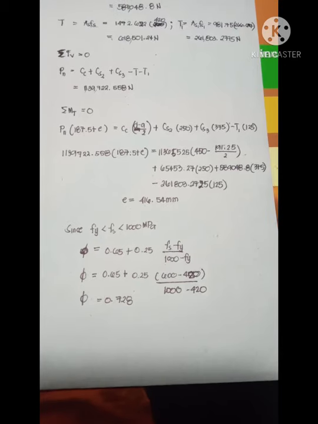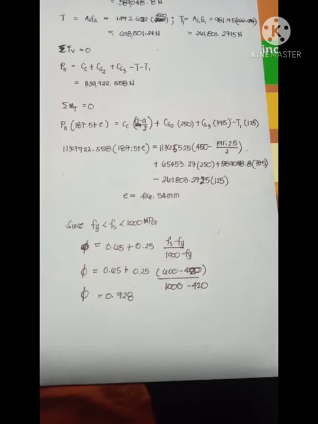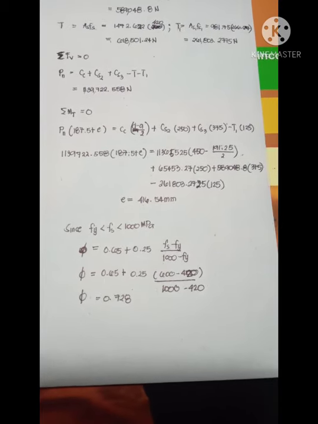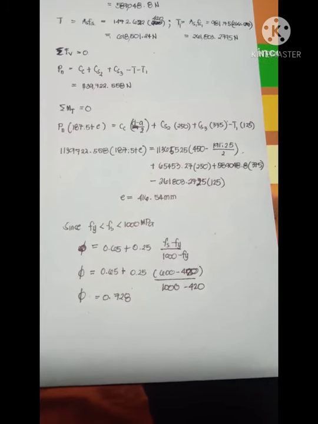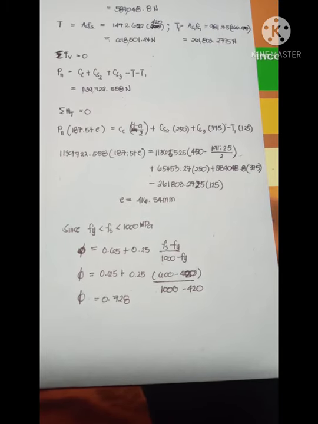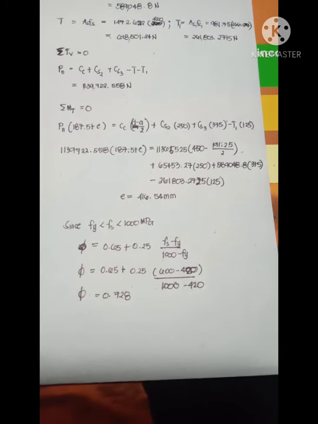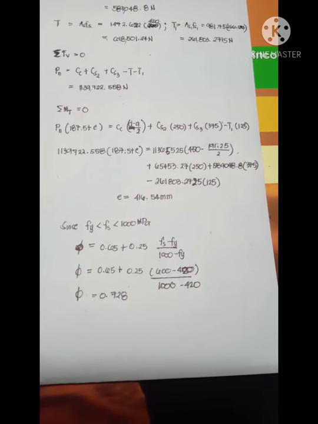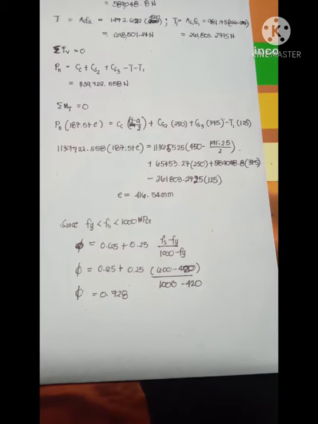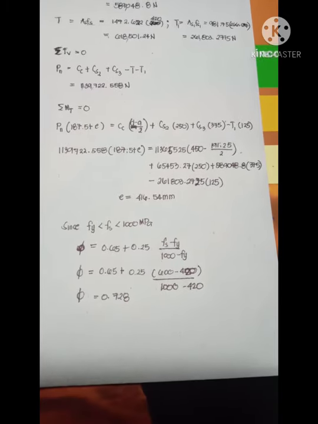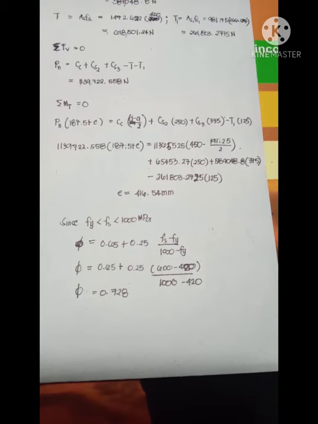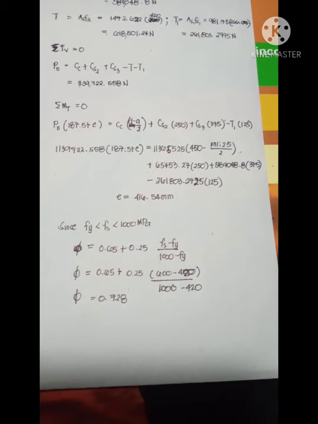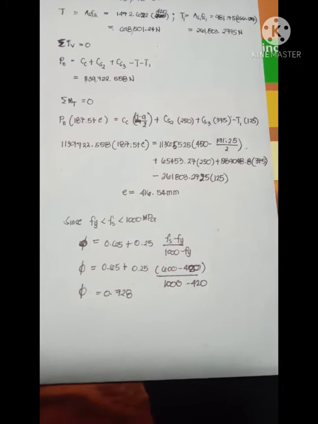And then for the sum of moments at T equals 0, we have the nominal load times its moment arm, 187.5 plus e, equals Cc times the quantity of d minus a over 2, plus Cs2 times 250 plus Cs3 times 375 minus T sub 1 times 125. Substituting all the values, we obtain the value of e as 416.54 mm.